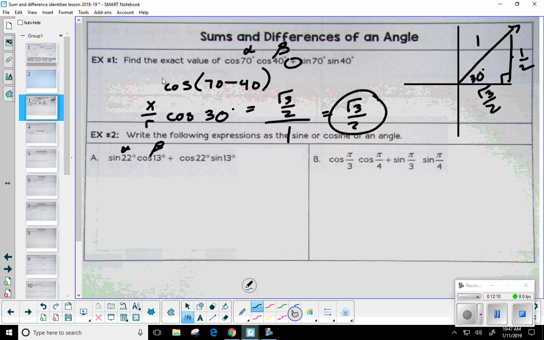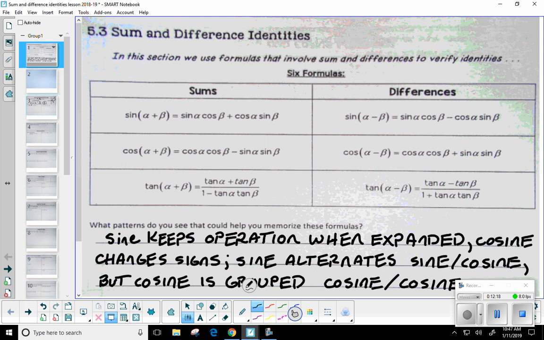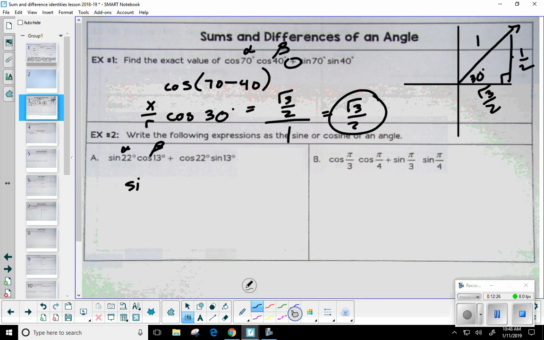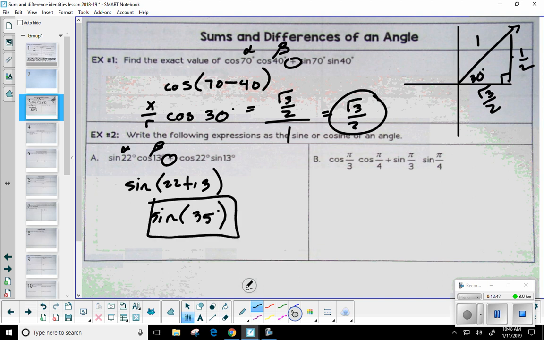Okay, so let me catch up to you real fast. So I'm looking at A. I see that it alternates. A product is sine cosine. So I'm going to come on over here. Which identities do that? Is it sine or cosine? Sine likes to alternate, right? So I know this has to be sine. Okay. But does sine change the operation or keep it? Sine keeps the operation. So I know that this plus, I'm keeping it. So I'm going to go ahead and put 22 and the 13. So this actually is equivalent to sine of 35 degrees. There we go.